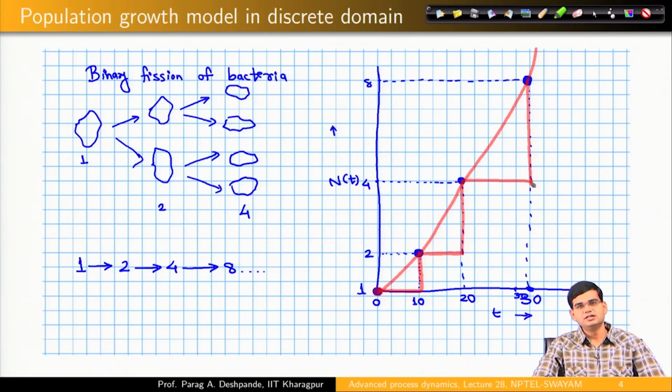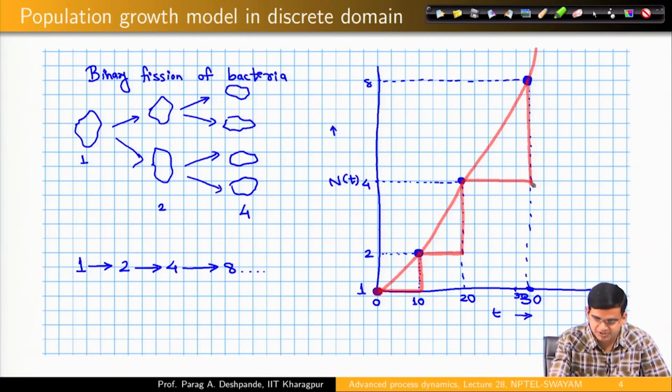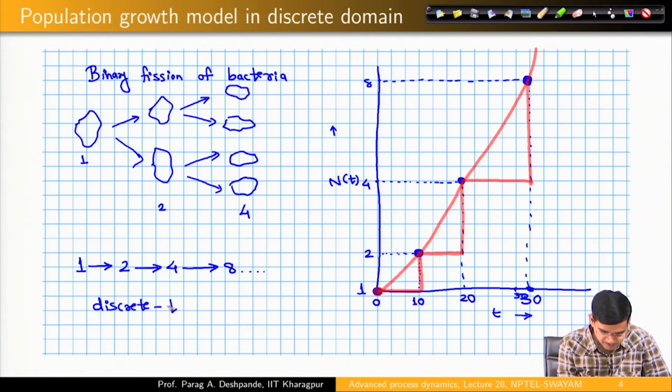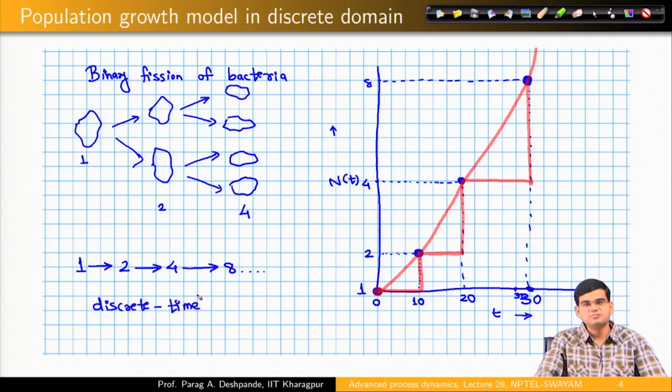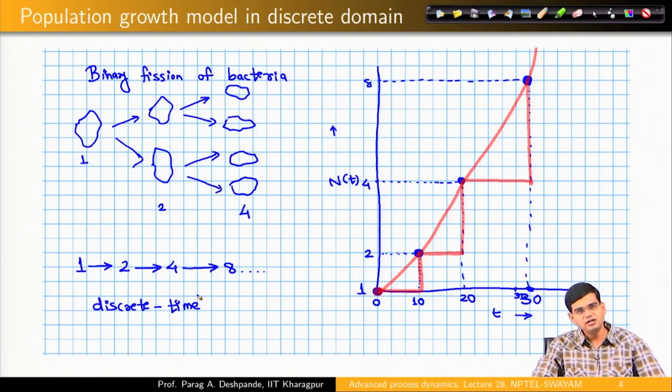So, therefore, the time is no more continuous, but it has become discrete. You do not have observations at all instances of time, but you have observations available only at certain instances of time, and therefore, such a domain is called the discrete time domain, because you do not have observations available at all points in this particular domain.